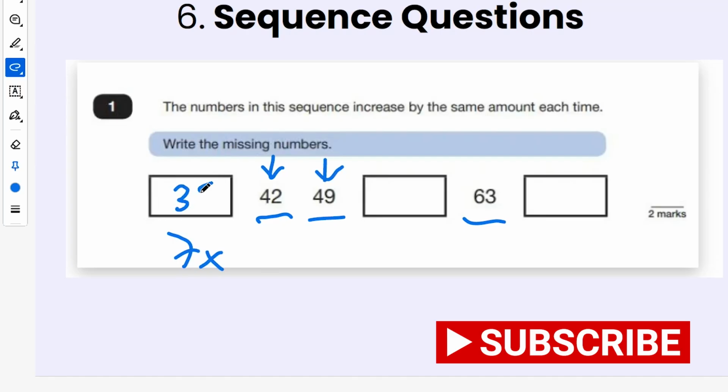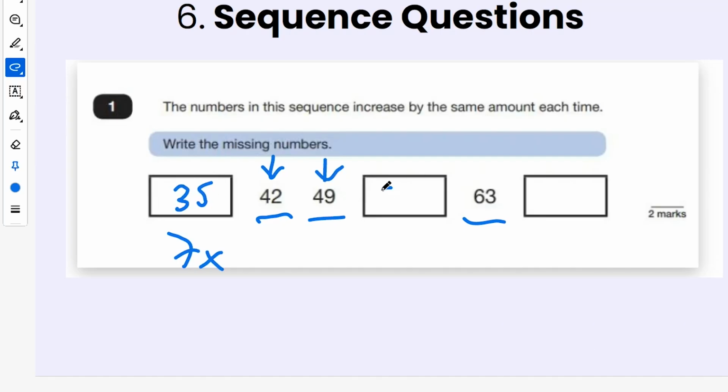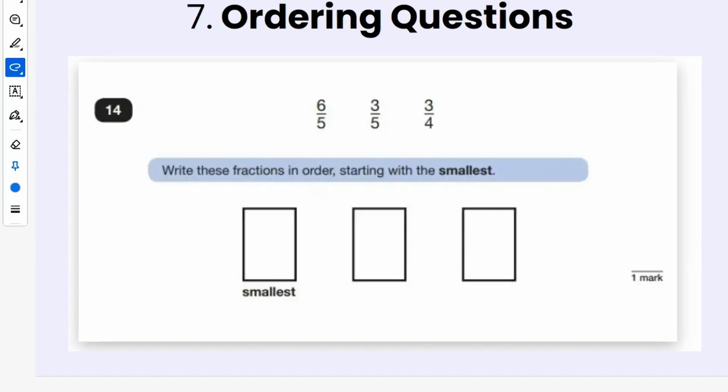7 times 5 is 35. 7 times 8 is 56. 7 9s is 63. And 7 times 10 is 70. So knowledge and understanding of my 7 times table will help me solve that.